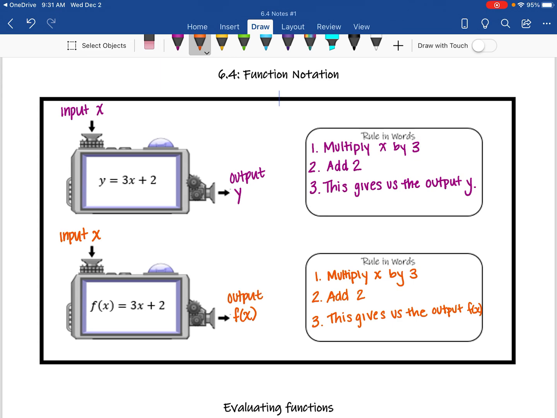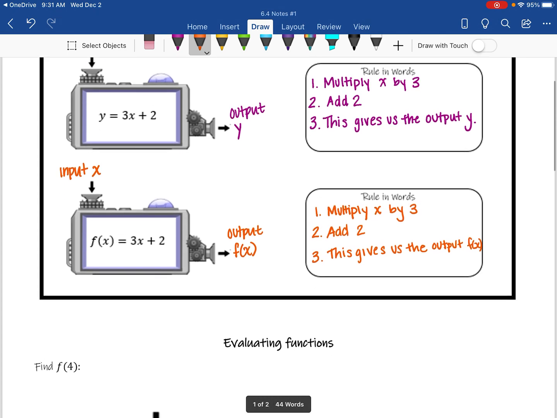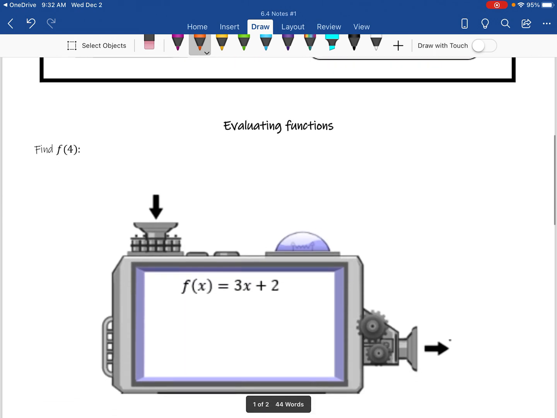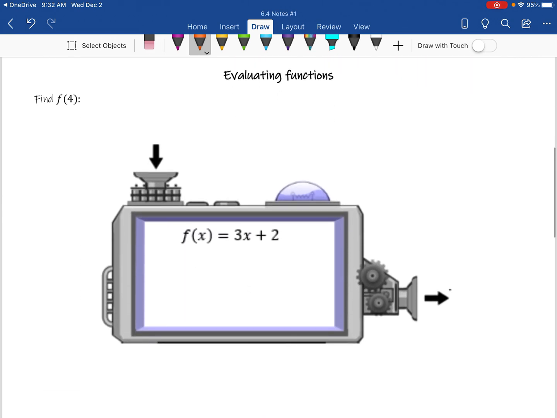Okay, and all that means is f is a function of x. And it might not always be f. It could be g, h, m. It doesn't matter what the letters are. The notation means function of x.